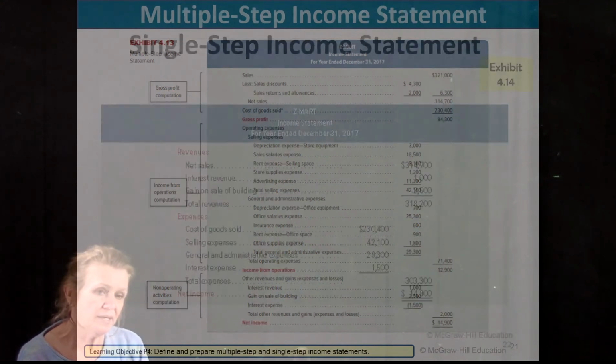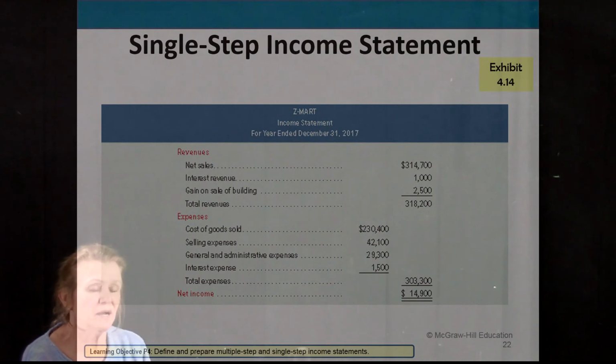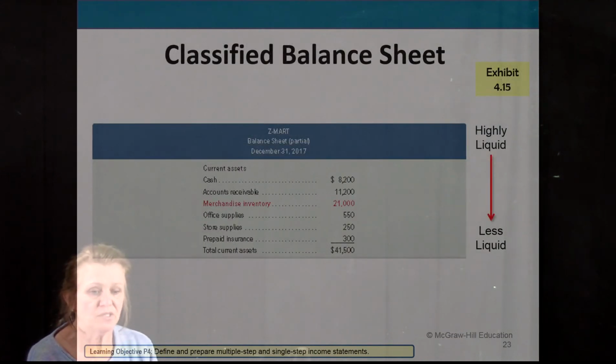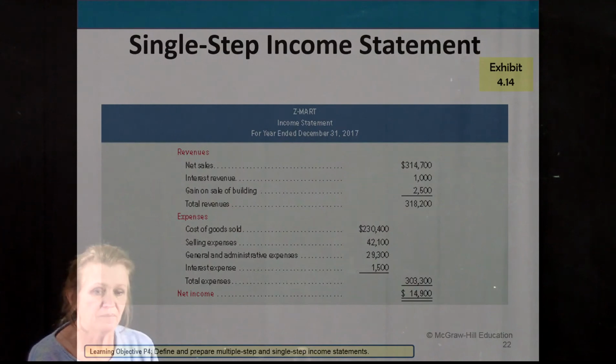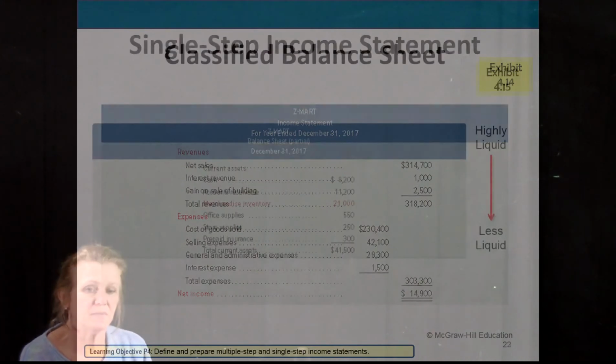We will be working on a multi-step income statement. This chapter we'll be doing a couple of problems with a multi-step income statement. This is what you've been looking at, so we're just going to increase the steps in that. No real change, we're just going to increase a couple of steps.